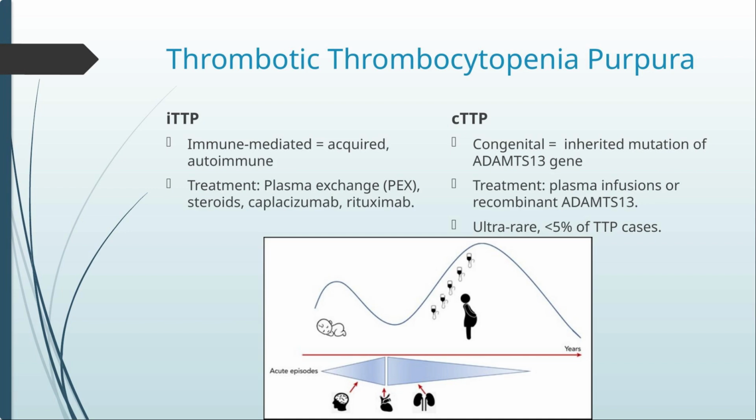And the reason I want to mention that is although low ADAMTS13 is a risk factor for having an acute episode, it's not necessarily going to automatically mean someone has an episode. So TTP requires what's called a second hit or a trigger, and pregnancy is that for both congenital and immune.